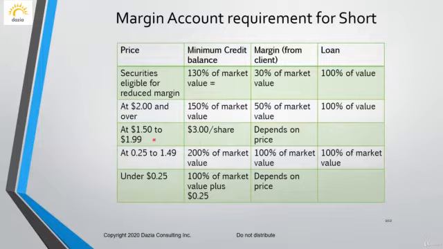If it is prices between this range, it's $3 per share. Depends, of course, upon the price. And if it is here, you need to have 200%. So then it's 100%. If it's 5,000 worth of the loan, the shares, you need to put in 5,000 in the account. And same thing here also, in that it depends on the price. And if it is eligible for reduced margin, then it's 130%. So you get 100% of the loan and you have to put in 30%. So instead of 50%, you can put in less margin. That's why it's eligible for reduced margin.